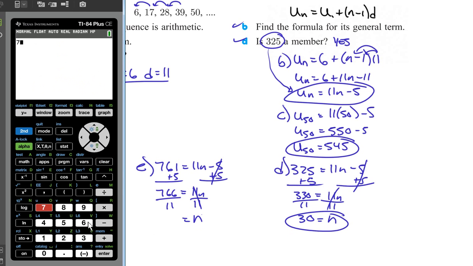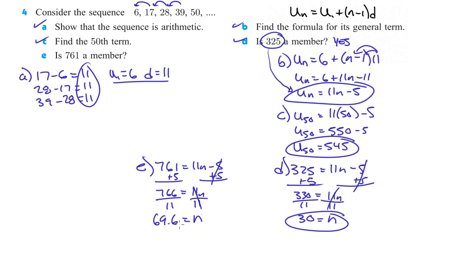So let's do 766 divided by 11. Enter, and we get 69.6. So we do not get an integer. So that means that 761 is not a member. Not a member.